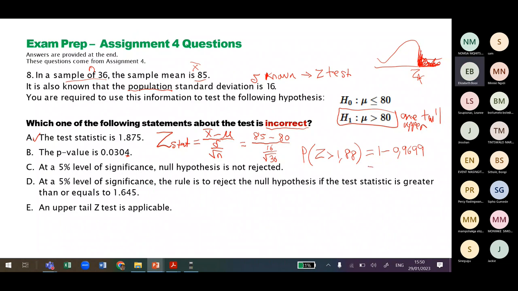So the answer here is 0.0301. I'm going to put the question mark there because I'm going to assume that that is correct or incorrect, because 1 and 4 might not be the same thing. Let me just double check the other statement for my sanity.